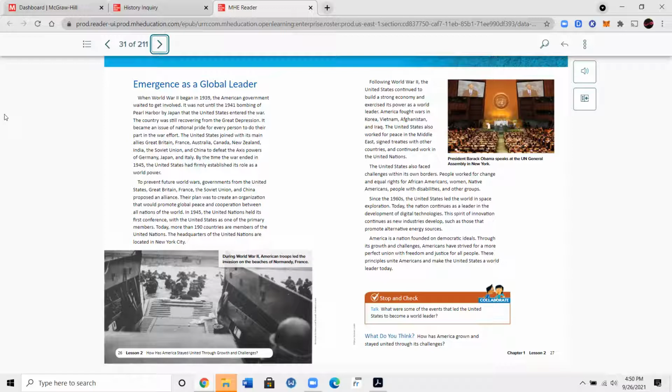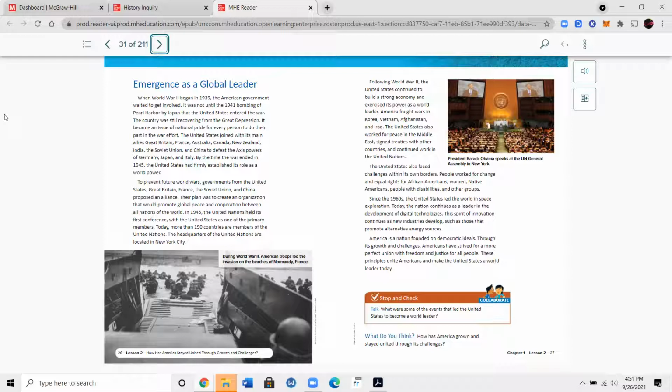The United States joined the main allies, Great Britain, France, Australia, Canada, New Zealand, India, the Soviet Union, and China, to defeat the Axis powers of Germany, Japan, and Italy. By the time the war ended in 1945, the United States had firmly established its role as a world power.